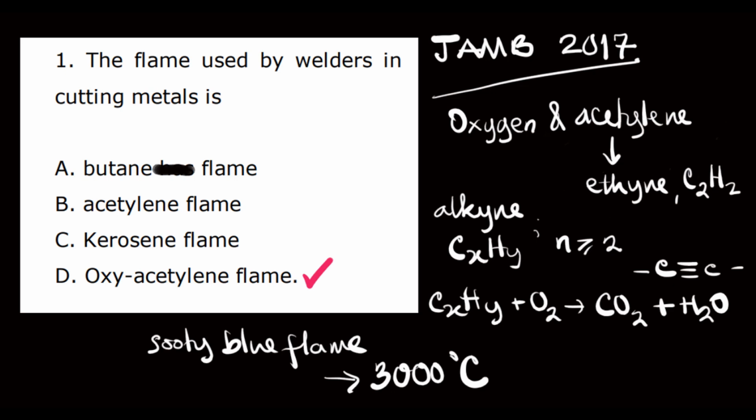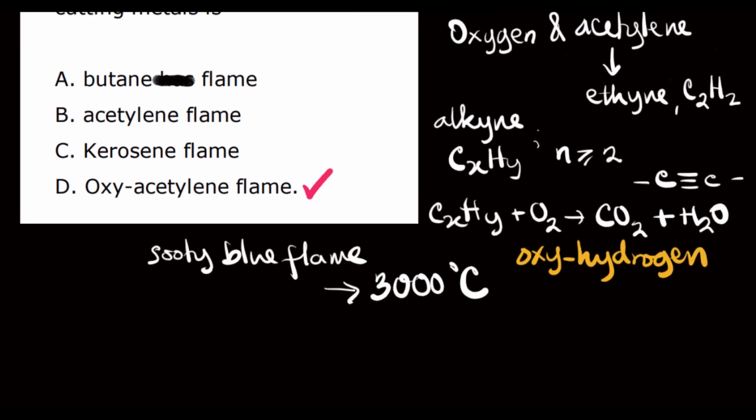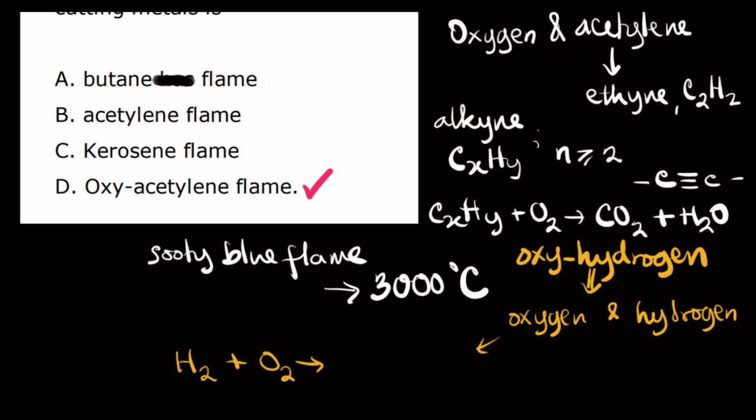Now, what you should also notice is that apart from the oxyacetylene flame, another flame that can also be used for cutting metals is the oxyhydrogen flame. The oxyhydrogen what? Flame. And just like the name, it is made up of what? It's a mixture of what? Oxygen and hydrogen. Yes, of course, as shown in this equation for the formation of what? Water.